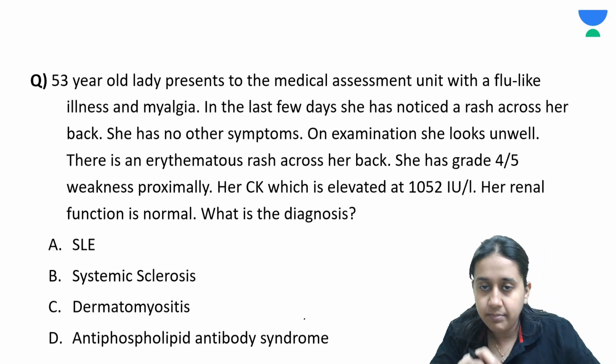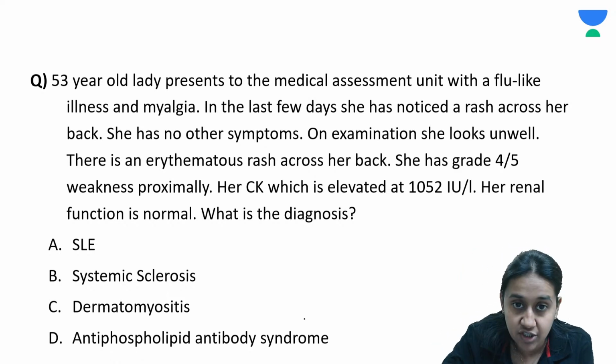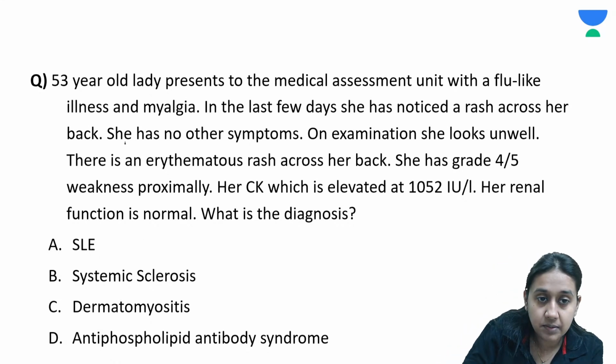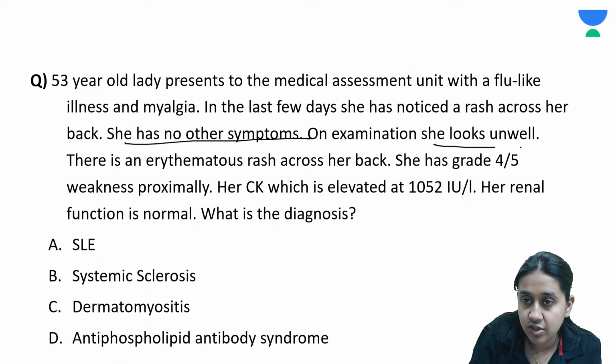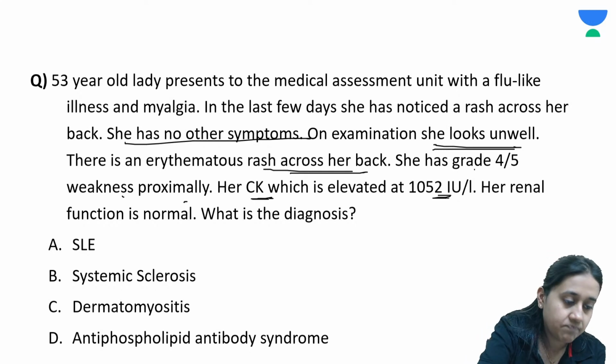A 53-year-old lady presented to the medical assessment unit with a flu-like illness and myalgia. In the last few days, she noticed a rash across her back. She had no other symptom. On examination, she looked unwell. There is a rash across her back with grade 4 weakness proximally. Muscle enzymes are elevated. What is the diagnosis?